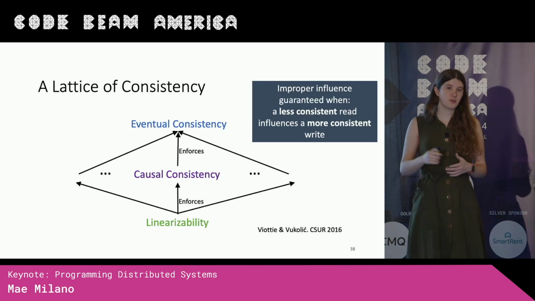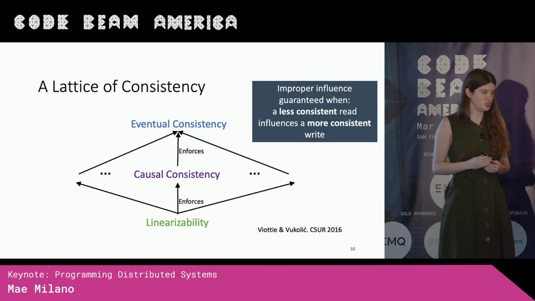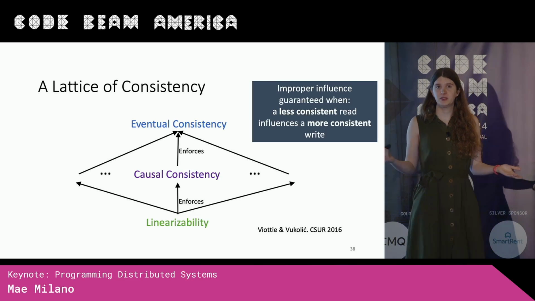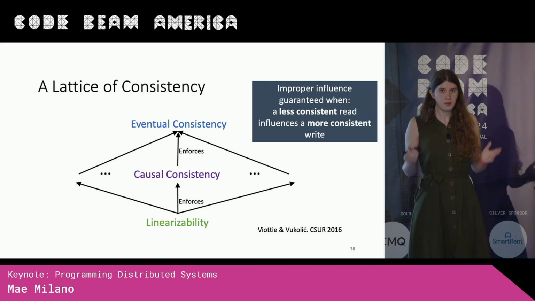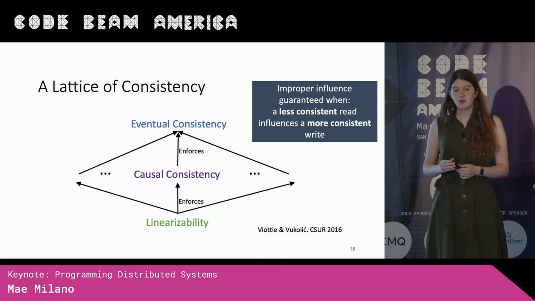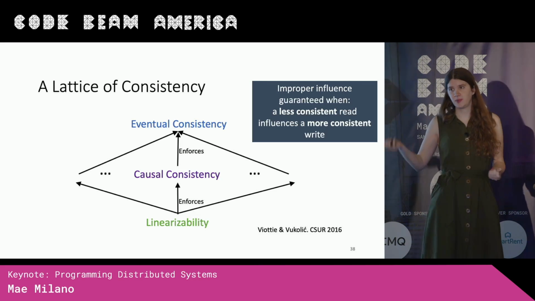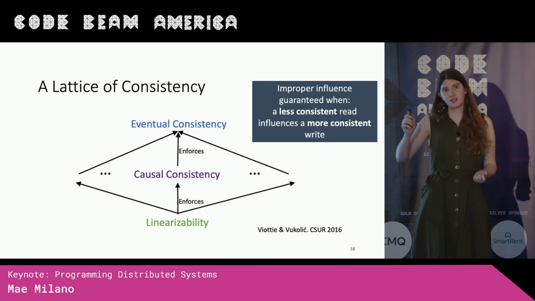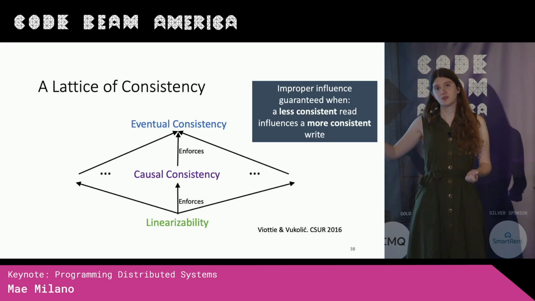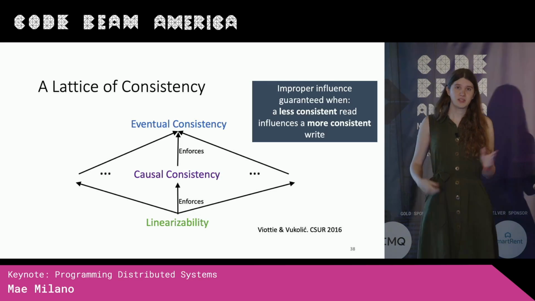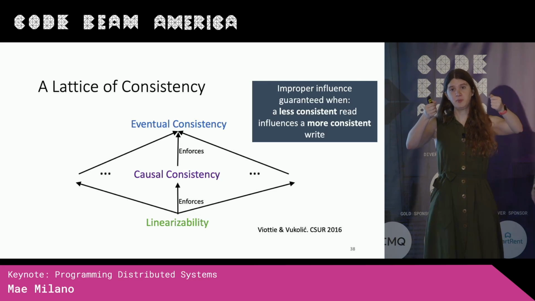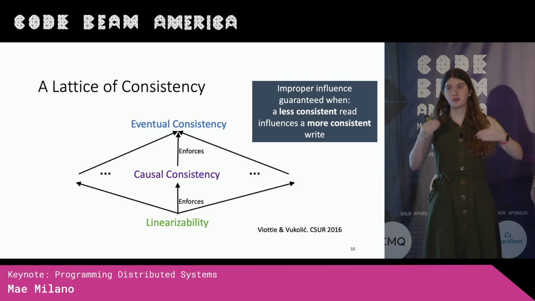Now, using this ordering allows us to give a formal definition of what improper influence is. Improper influence is guaranteed when a less consistent read, so something up in this order, influences a more consistent write, so something down in this order. It's also guaranteed when two things that are incomparable in the order influence each other in any direction.